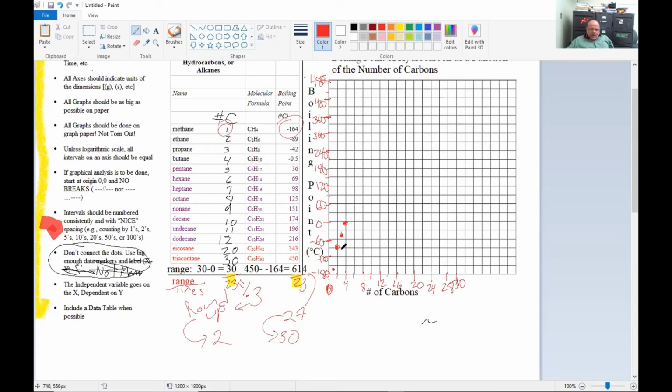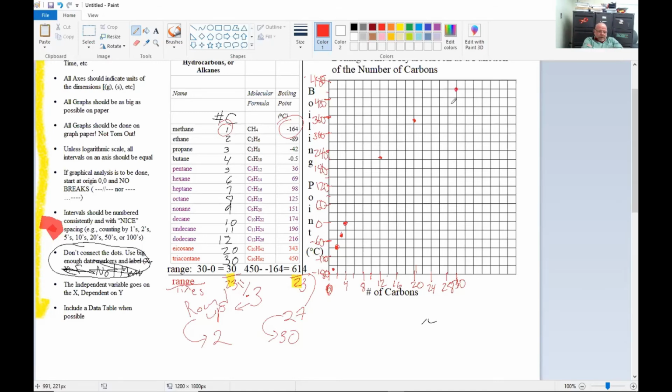I'm gonna jump down here now. 12 carbons is at 216. 216 is a little above it. 20 carbons, 343. Somewhere about right there. 30 carbons, 450. Right there. That's as big a graph as I can make it.